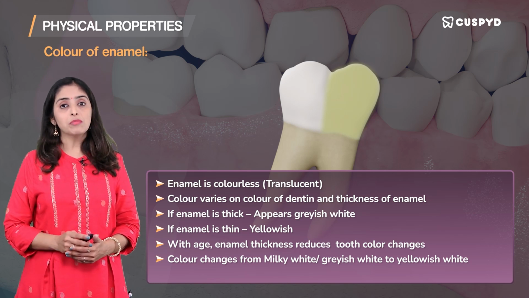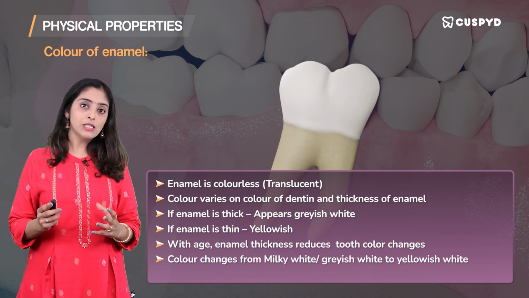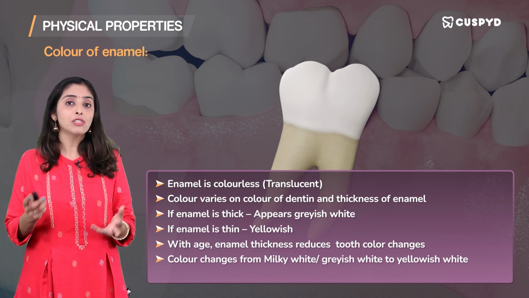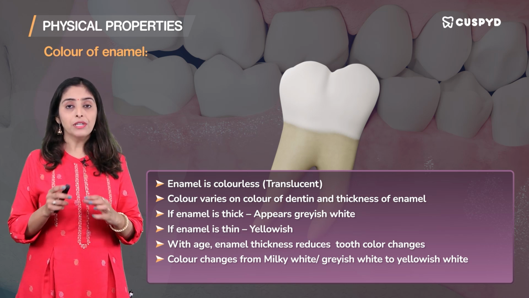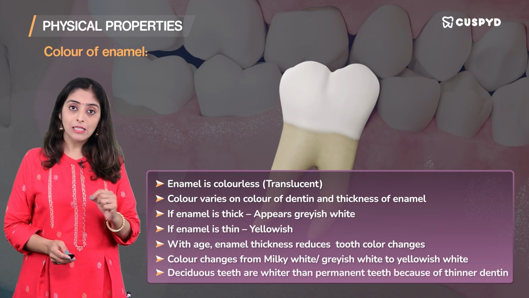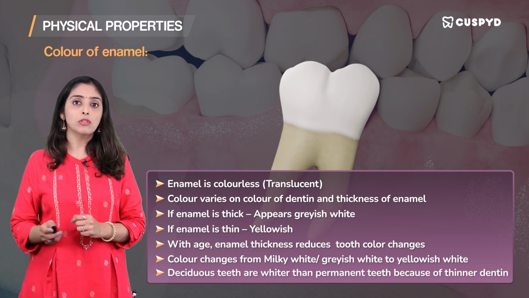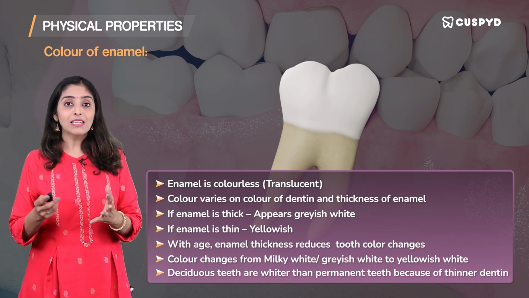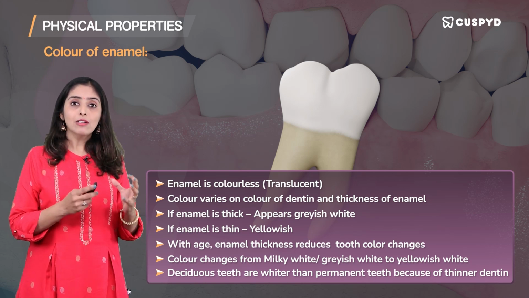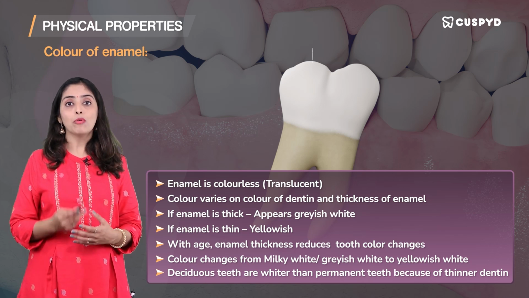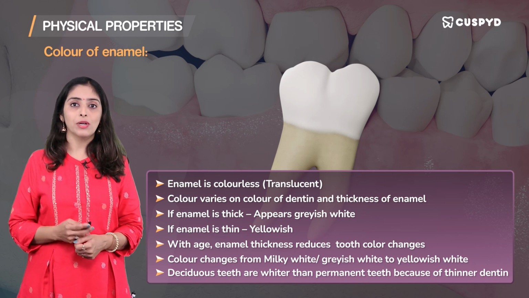At the same time, if you look at children, their teeth are milky white, very bright and beautifully white. You will never have a child with yellow teeth. The reason is that though the thickness of enamel is less in the deciduous dentition compared to the permanent, the thickness of dentine is also less. So, automatically, the color of the dentine doesn't get reflected so much, and that is how a child's teeth appear milky white.